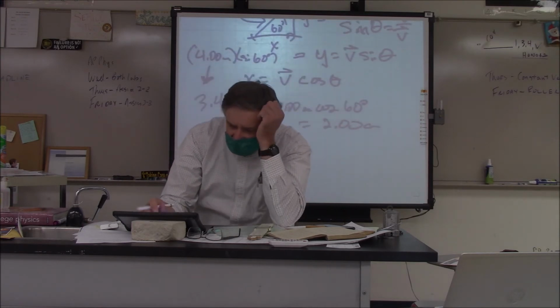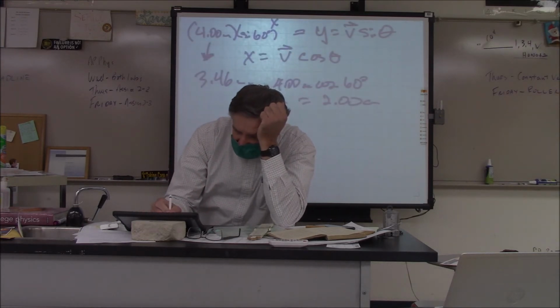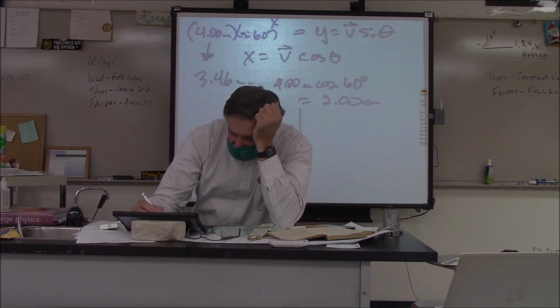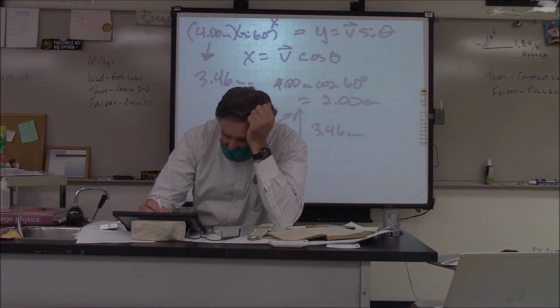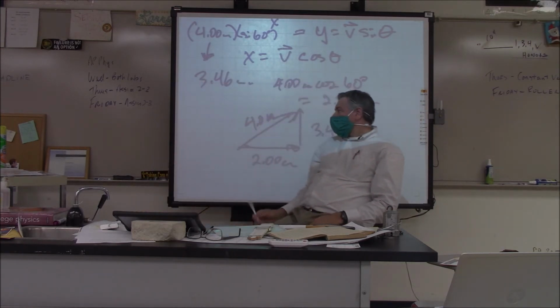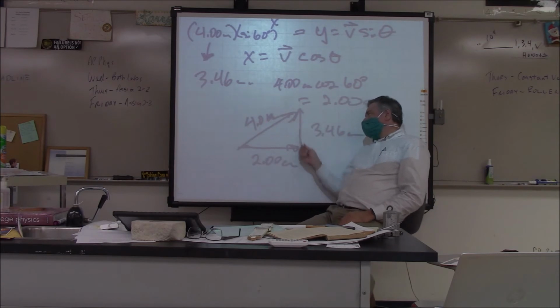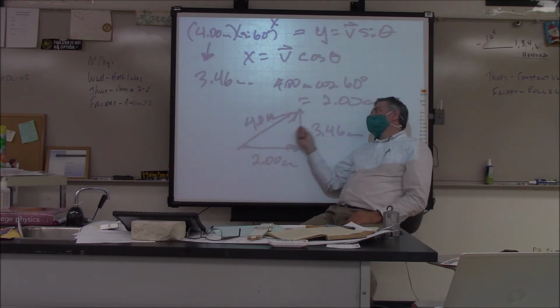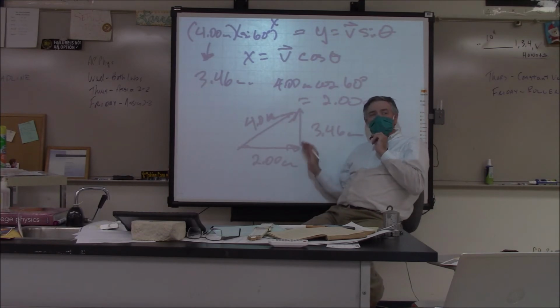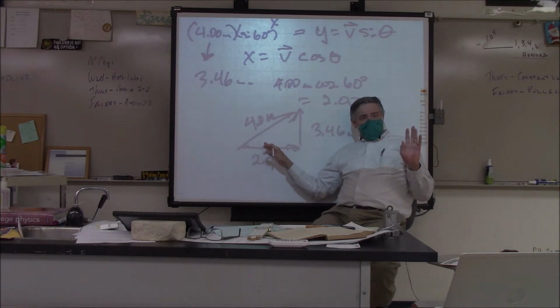So here's what we've got. I'm going to draw this a little bit bigger. My x component is 2 centimeters. My y component is 3.46 centimeters. And there was that 4 centimeters. So here's the deal. I can either go out and up, or I can just go out like this at 60 degrees. Now, here's what I wanted to do off the 60-degree angle.